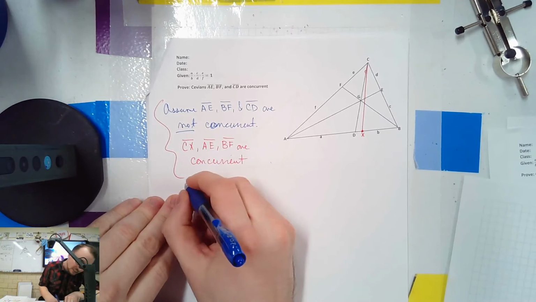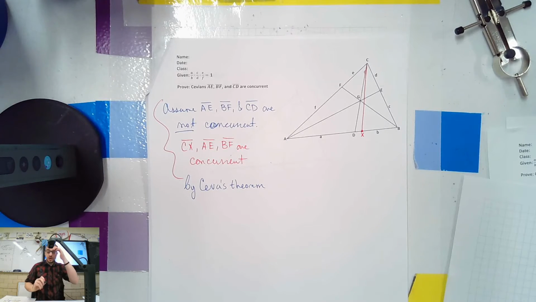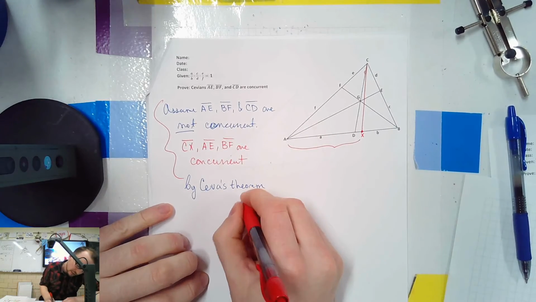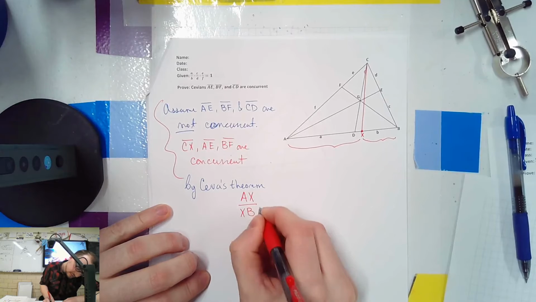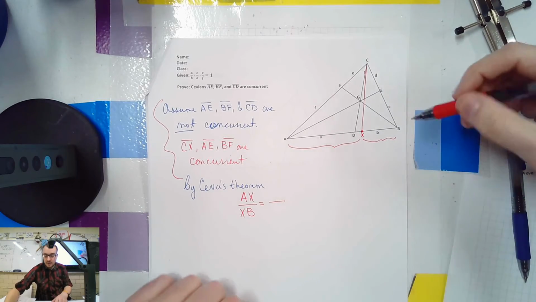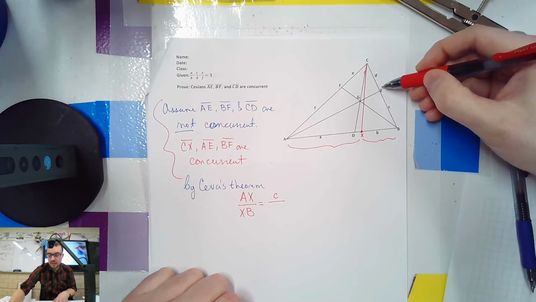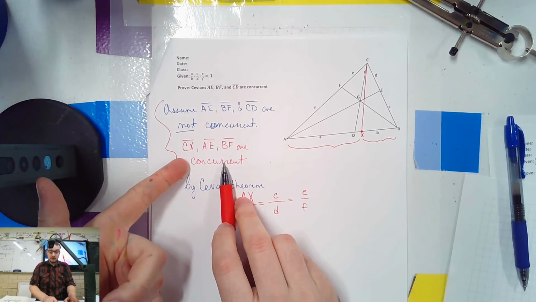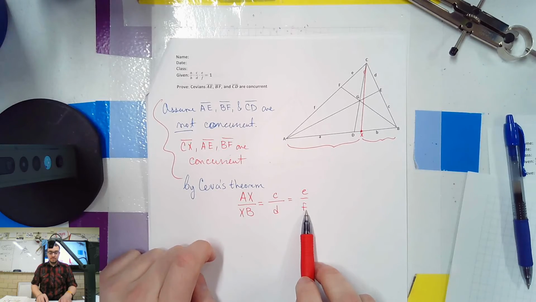So, we know by Ceva's theorem, the bases of the triangles that are formed by the concurrent lines, when you multiply them together, you get 1, right? So AX is that base, right? I'm using big letters. AX over XB times BE over EC. Is there an easier way to write BE? There is in this case, little c, right? Over EC, little d, right? Little e, little f. Are we cool with that? Right? By Ceva's theorem, if they're all concurrent, which we said they were, right?